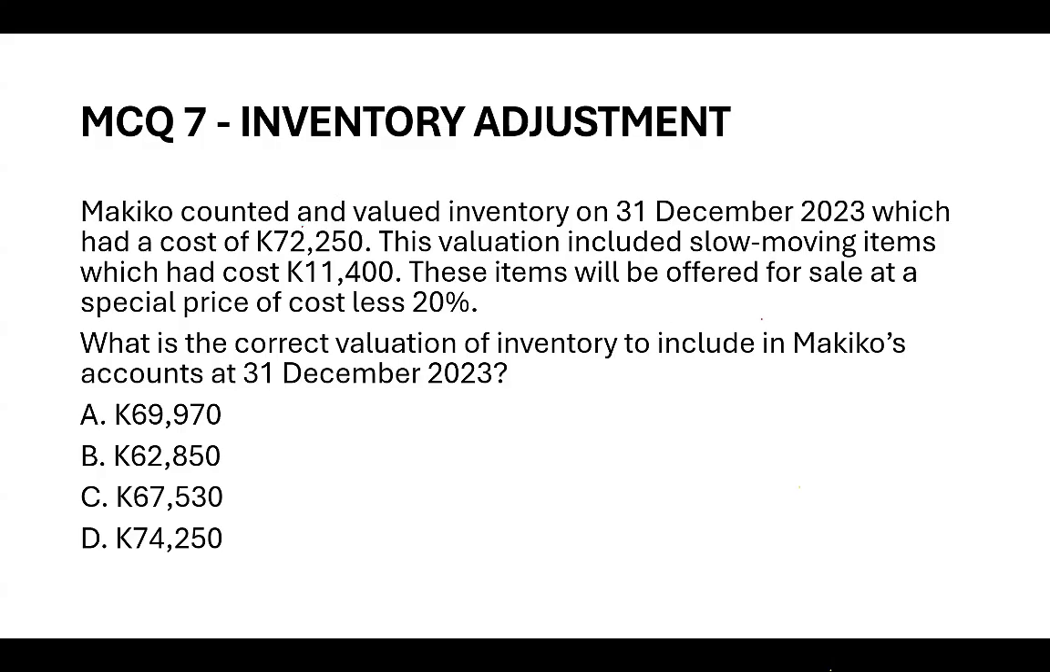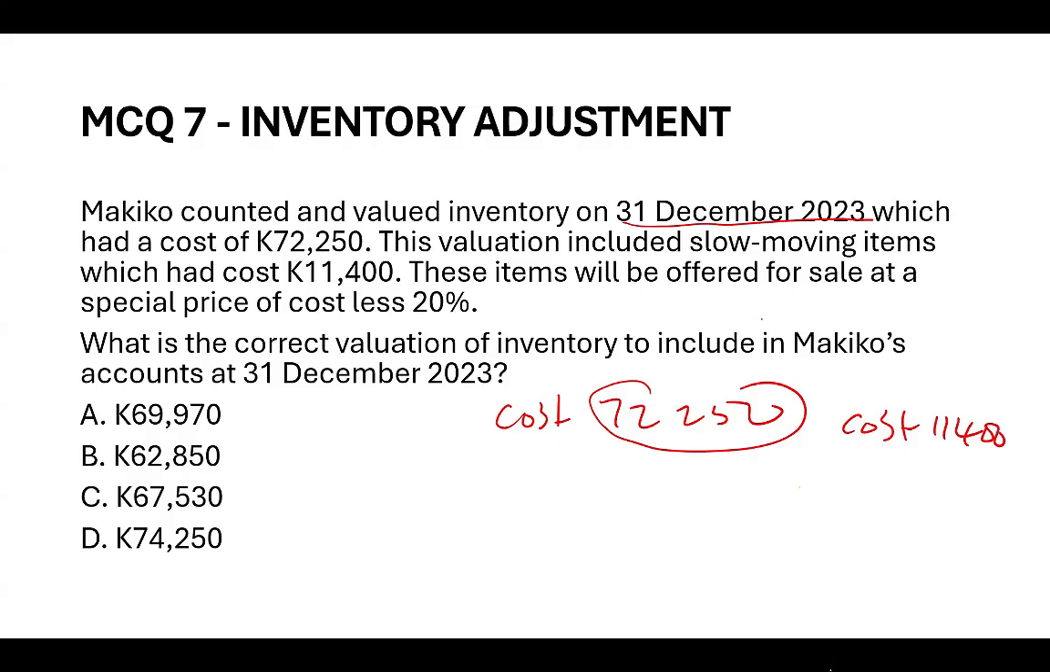So like this question, Makiko counted and valued inventory on this date with a cost of 72,250. This valuation included the slow-moving items, which cost, so included in this figure is an item with a cost of 11,400. These items will be offered for sale at a special price of cost but less 20%, meaning NRV. NRV is basically the selling price minus any cost to sell. So if the selling price is 20% less compared to the cost, we are saying 80% of the cost of 11,400, which is 9120.